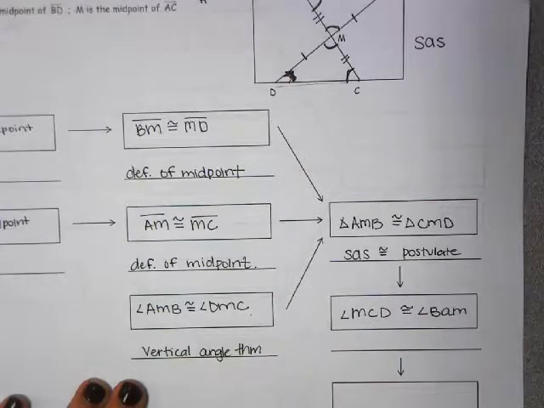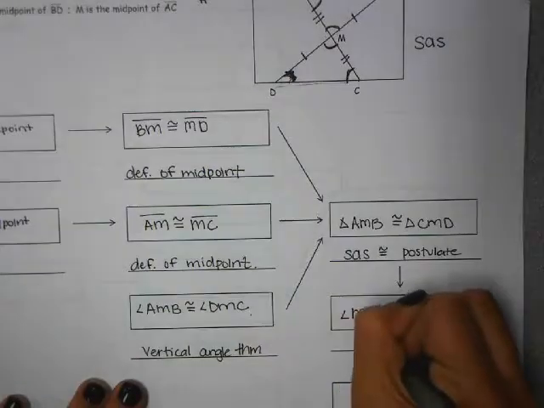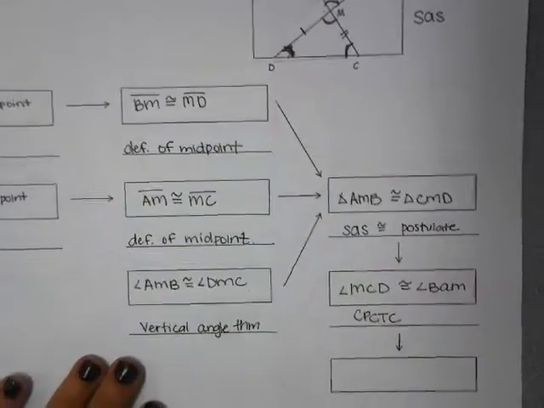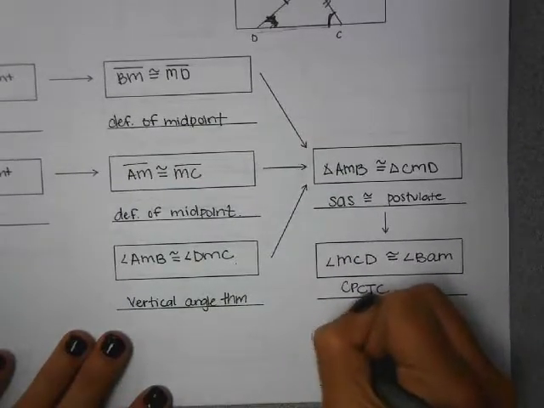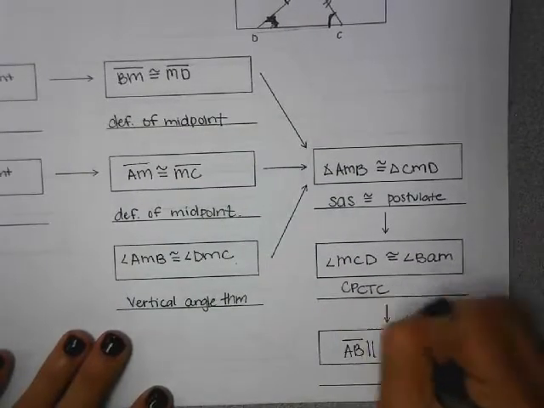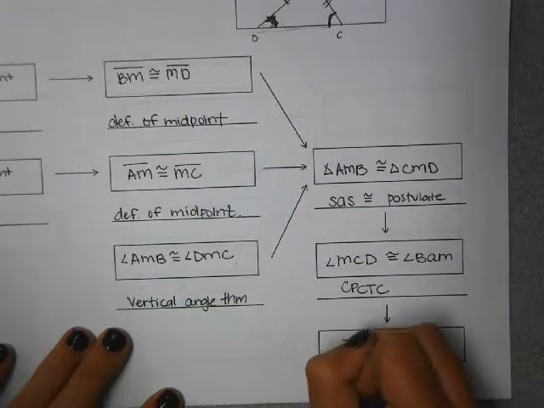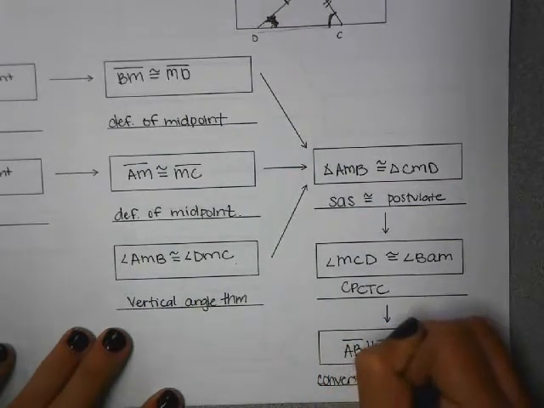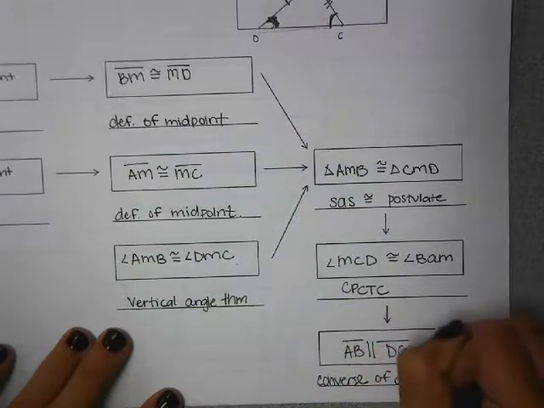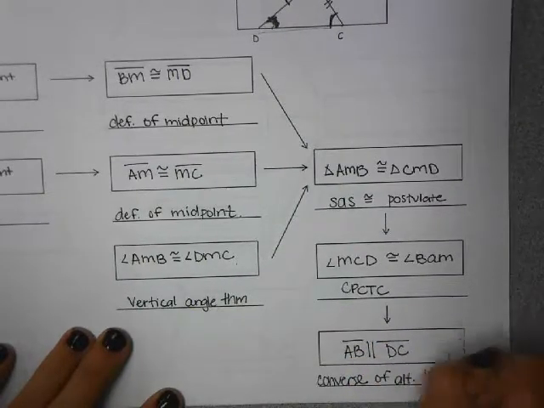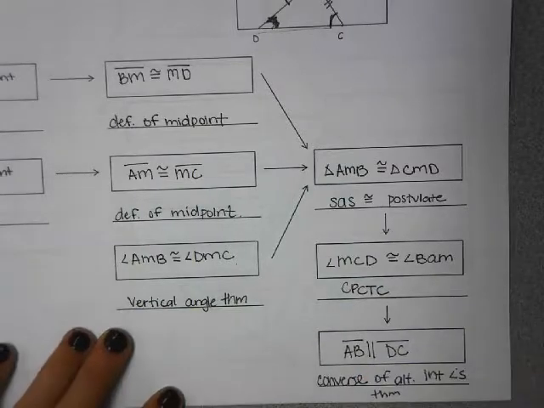Okay, so then this, we know that they're congruent by CPCTC. And then we can now say that AB is parallel to DC by converse of alternate interior angles theorem. Okay?